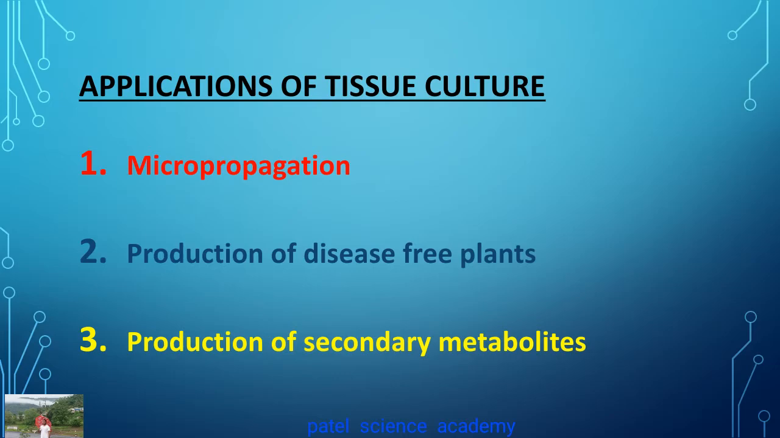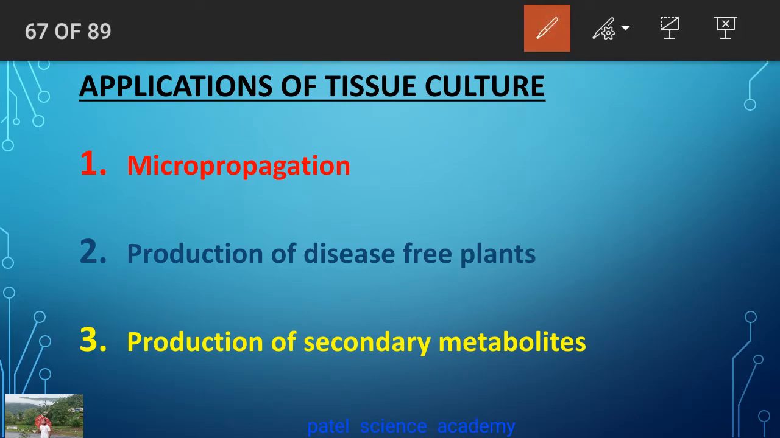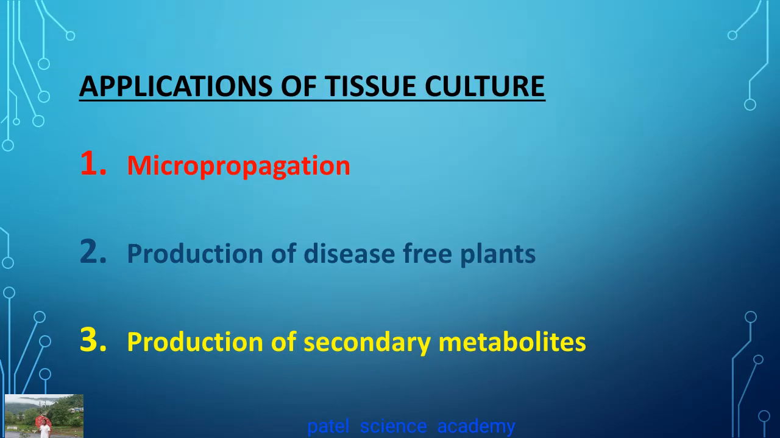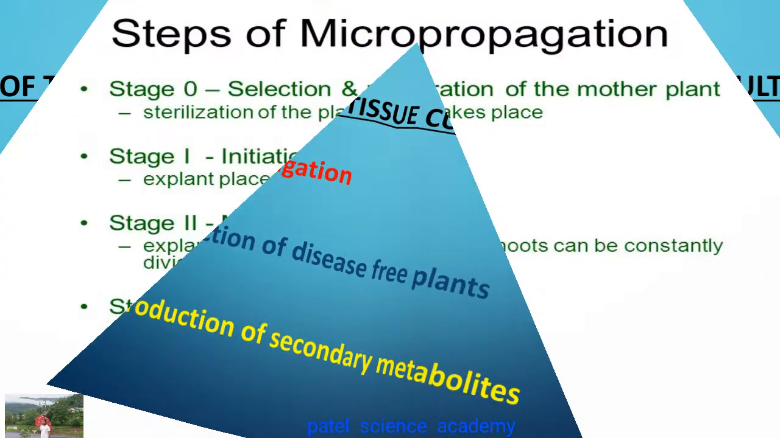All these steps are considered as applications of this tissue culture, which has the most important and vital value in botany. So micropropagation, production of disease-free plants, production of secondary metabolites, and all other things I told you are considered as applications of the tissue culture.